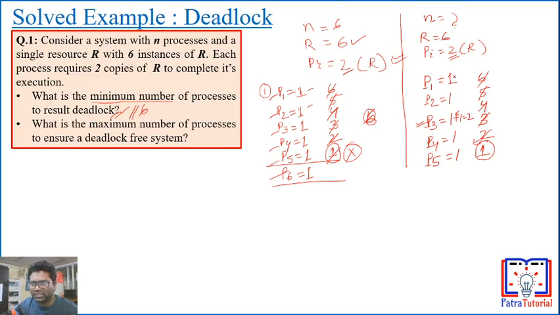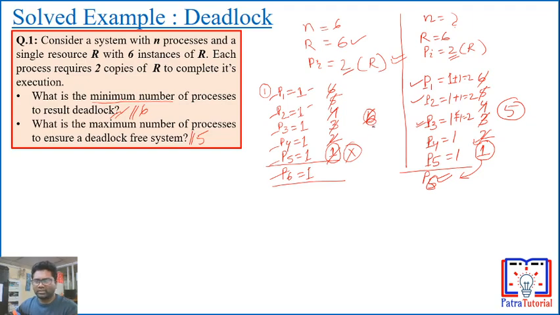So if I give 1 to this one and 1 instance to this one, then this becomes 2, and this is also 2. So these 2 processes, p1 and p2, also can complete their execution. Again they will free all the resources. Same thing will continue, and they can complete their execution. So the maximum number of processes to ensure deadlock free system is 5, because if I take one more, then it will go to the deadlock state. If I take p6, I have to allocate this one, right? And the system will go to the deadlock state. So the maximum number of processes to ensure deadlock free system is 5. Okay, so this is the answer.